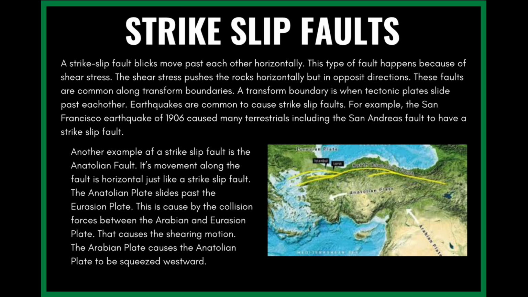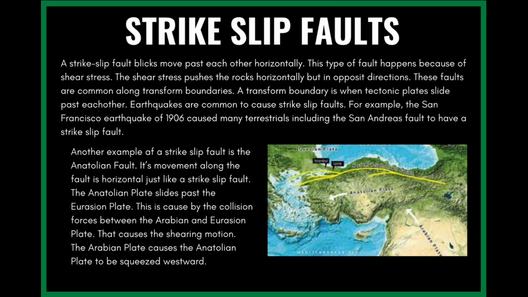Finally, the last main fault, the strike-slip fault. Unlike the other faults, this one has each of its walls moving in an opposite direction horizontally. The strike-slip fault is caused by a shearing motion. These faults are also common along transform boundaries, when tectonic plates slide past each other. Earthquakes are most likely to cause this type of fault.